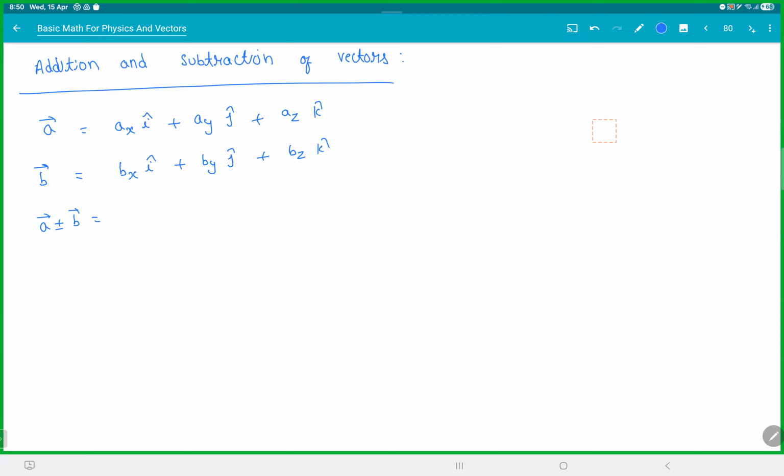So you add all the I components together: AX plus or minus BX I cap, AY plus or minus BY J cap, AZ plus or minus BZ K cap. So there is nothing much on this. It's straightforward. That's the easy part.